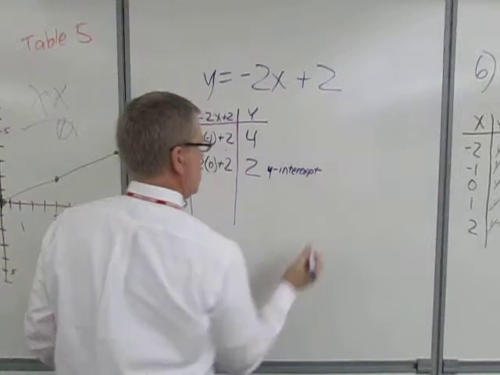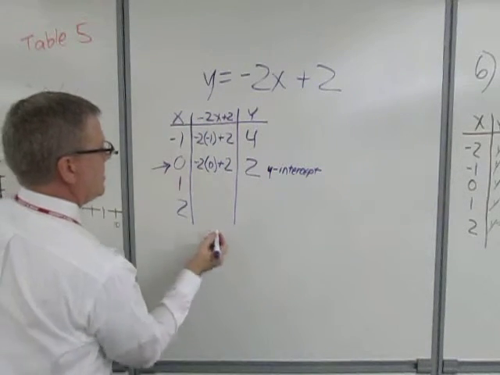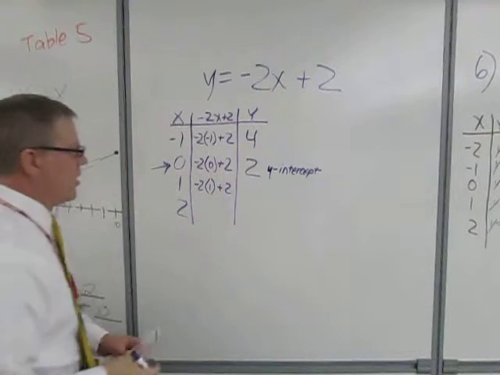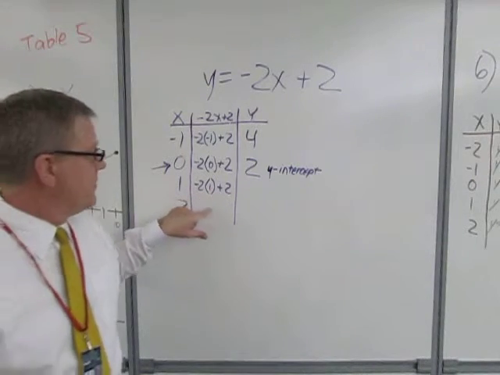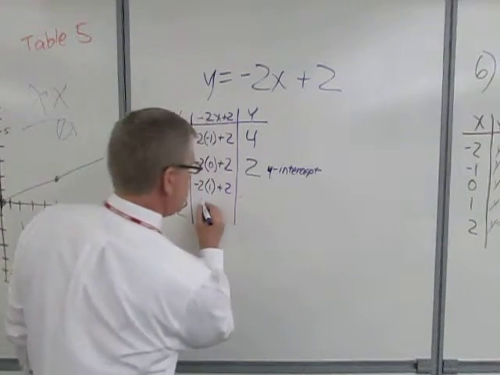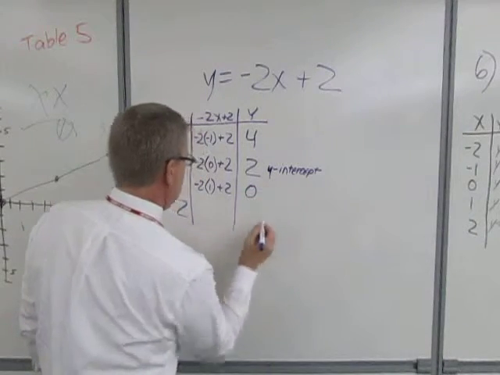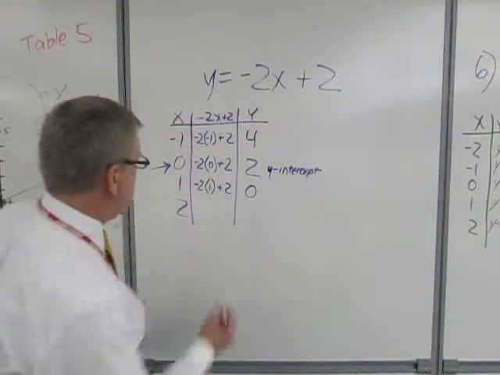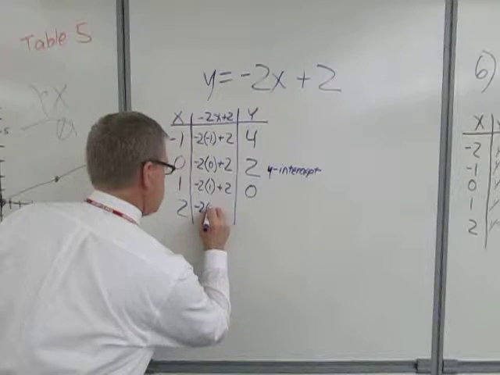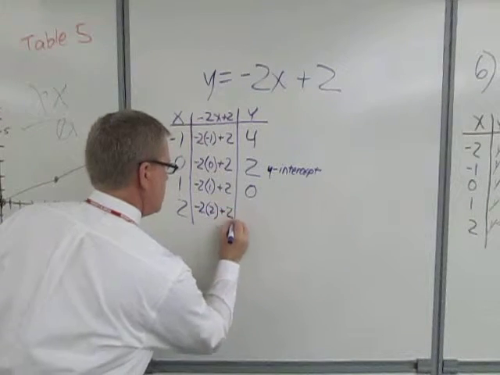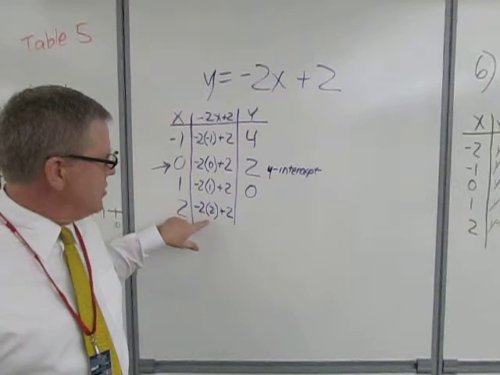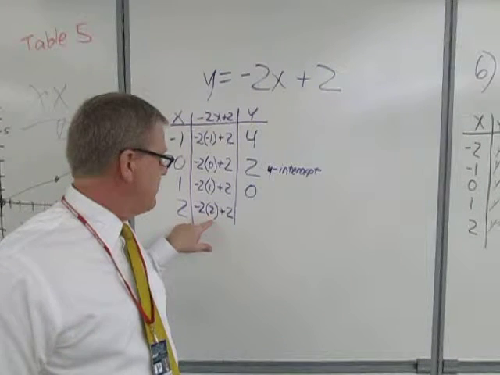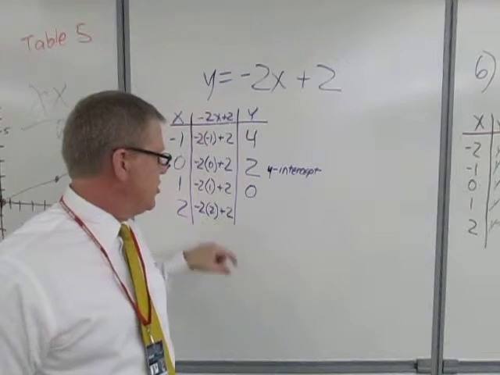Alright, so now let's plug in x equals 1. So we've got negative 2 times 1 plus 2. Okay, negative 2 times 1 is negative 2. Then plus 2 is going to equal 0. Negative 2 plus 2 is 0. So there's our next one for x. Now let's plug in 2. Negative 2 times 2 plus 2. Negative 2 times 2 is negative 4. A negative times a positive is a negative. So negative 4 plus 2 is going to be negative 2.